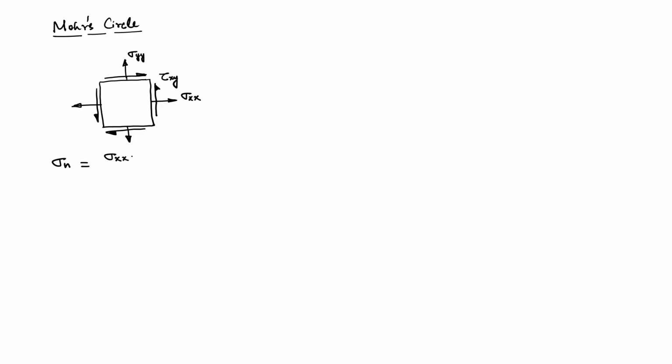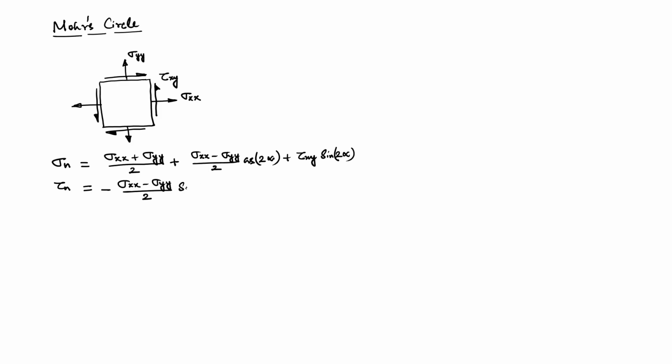So, that is (sigma xx plus sigma yy) by 2 plus (sigma xx minus sigma yy) by 2 cos of twice alpha plus tau xy sin of twice alpha, and then tau n is equal to minus (sigma xx minus sigma yy) by 2 sin of 2 alpha plus tau xy cos of 2 alpha.